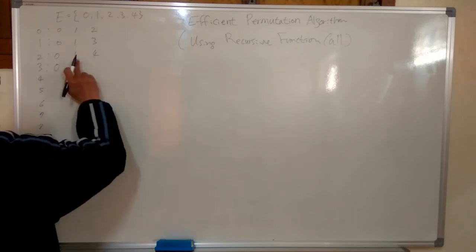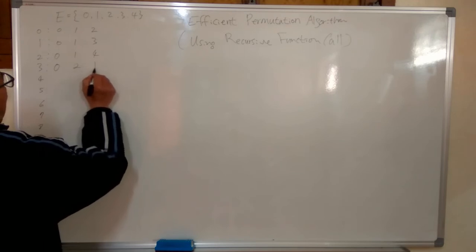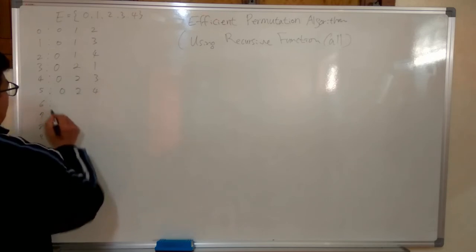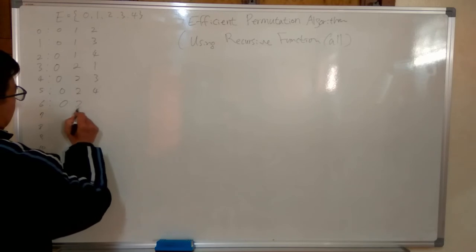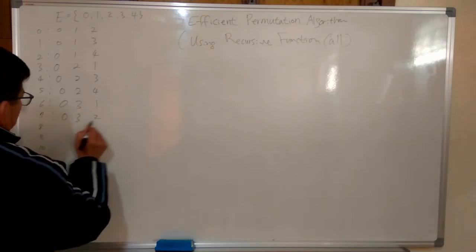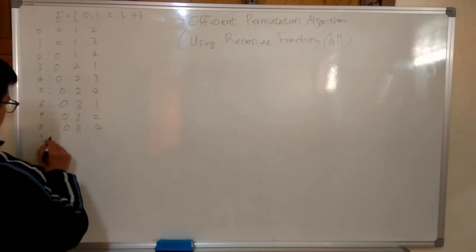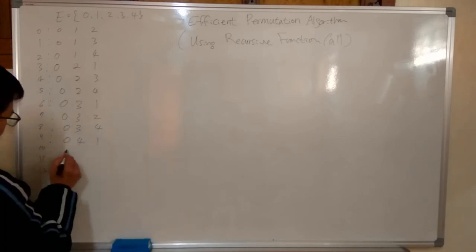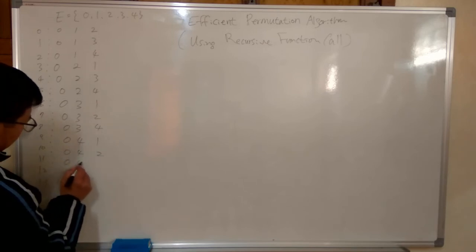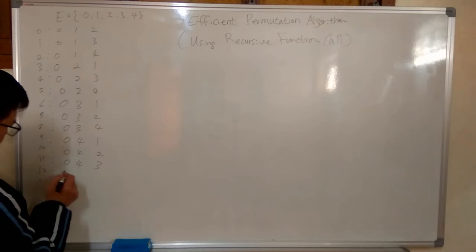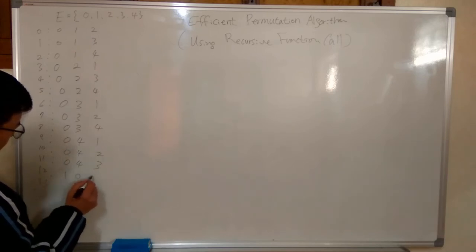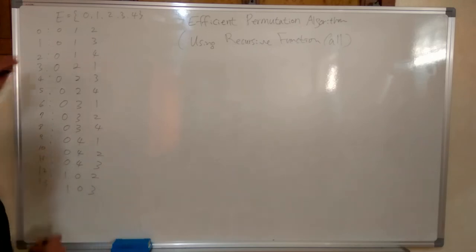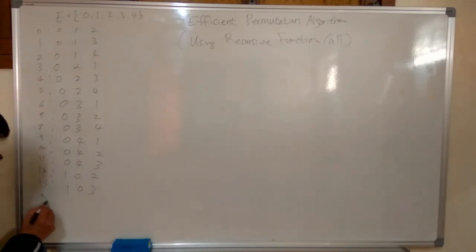Now we are moving to the next element. This should be 2, 1, 0, 2, 3, 0, 2, 4. Now moving to 3: 0, 3, 1, 0, 3, 2, 0, 3, 4. Now moving to 0, 4, 1, 0, 4, 2, 0, 4, 3. Now moving to 1, 0, 2, 1, 0, 3. We are enumerating numbers like this in sequence.